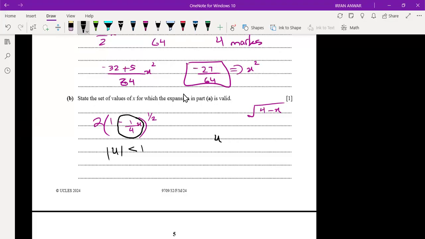So if it is less than 1, then when we add it to a 1 and raise it to the power half, or any fractional power, the series is going to converge. The summation of the expansion is going to converge.